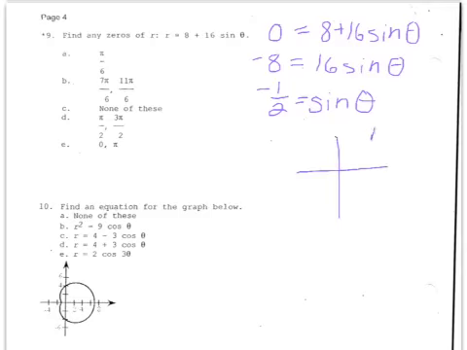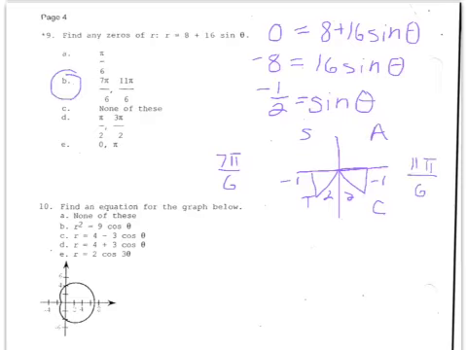So if we remember "All Students Take Calculus," we know we have two triangles in the third and fourth quadrants. And we know we have a -1 and a 2. So we're dealing with some 30-degree angles here. And we would have 7 pi over 6 and 11 pi over 6. So our answer would be B.